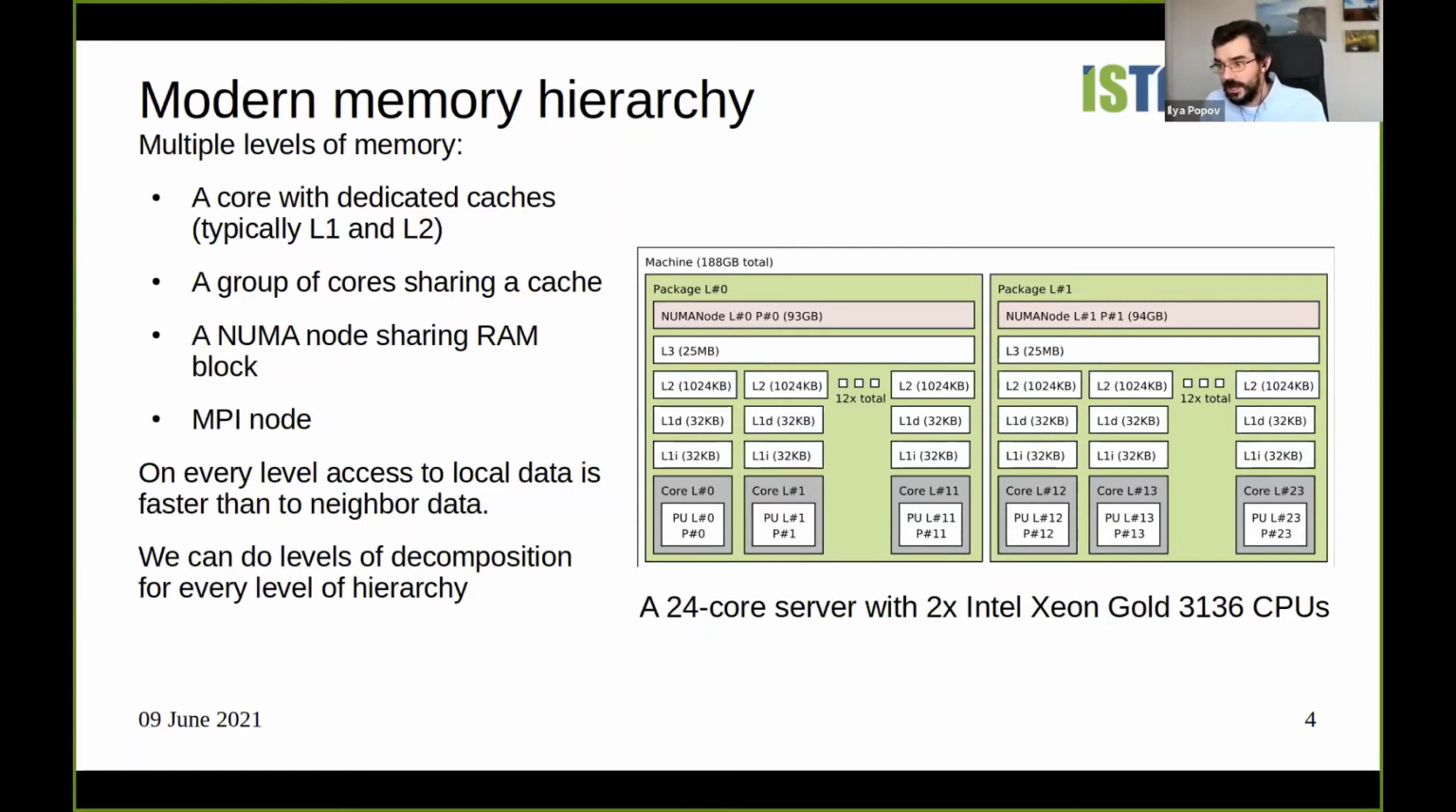And then a number of sockets will sit in the same machine, then connected to other machines by MPI. So there are multiple levels of memory, and on each level, access to our own data is much faster than access to the neighbor data. And basically to maximize the performance, we have to take into account this multi-layer architecture.